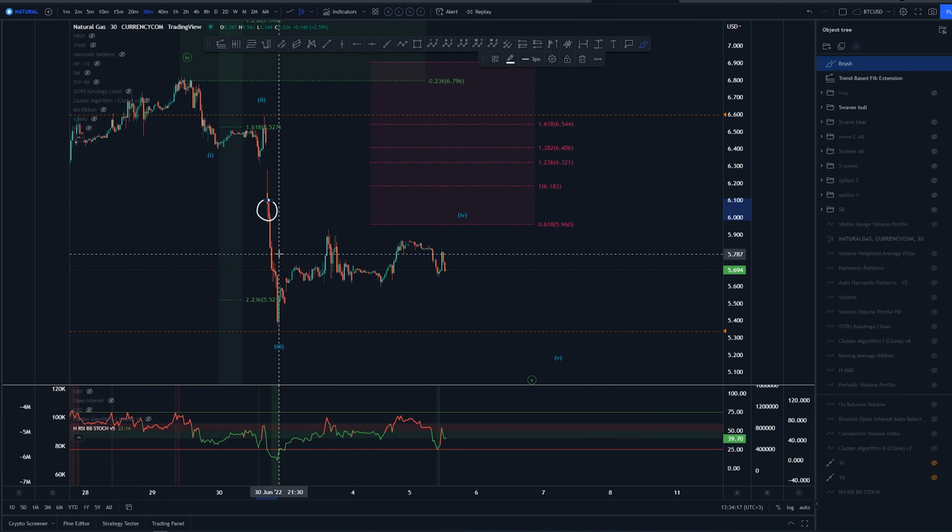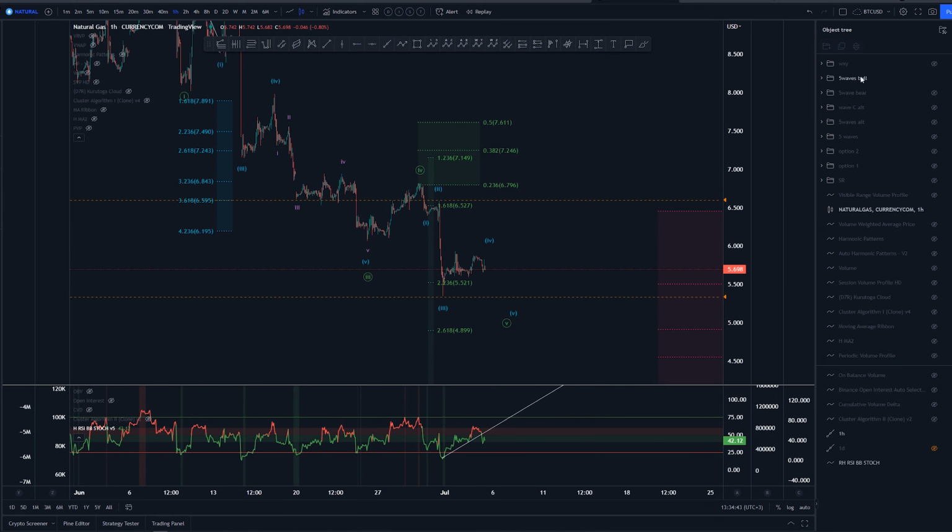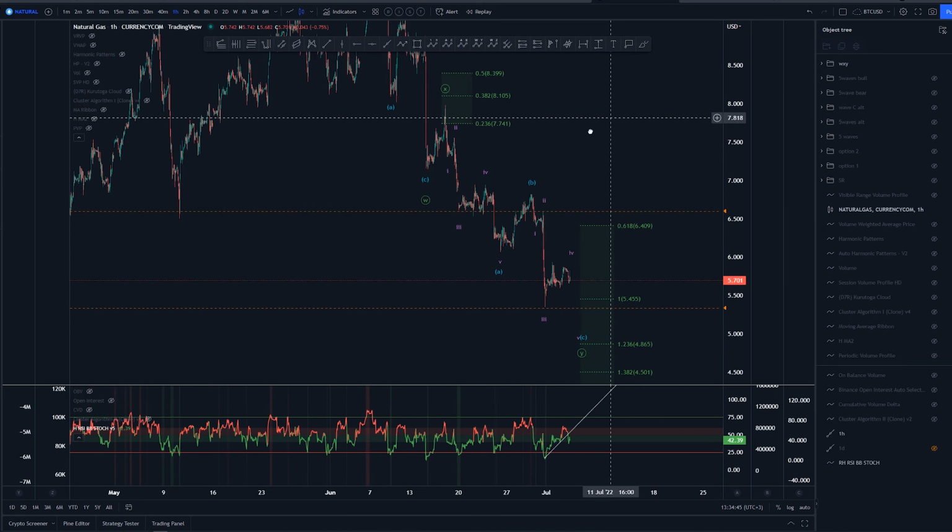But yeah, that is pretty much my expectations on this count. Very similar again, one more low at least. Then we have the WXY count.